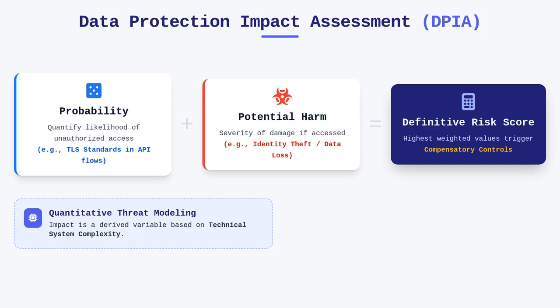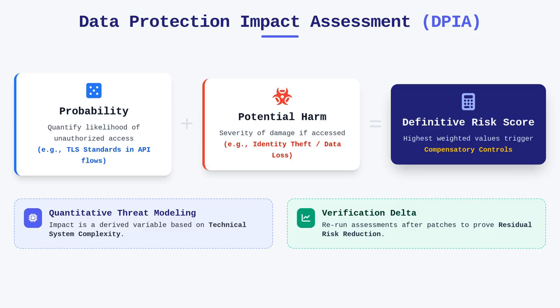You are essentially conducting a form of quantitative threat modeling where the impact is a derived variable based on the technical complexity of the system. This requires that you verify the efficacy of your mitigation strategies by rerunning your assessment after applying security patches or architectural changes. The goal is to establish a delta that demonstrates how your engineering changes have successfully reduced the residual risk to an acceptable tolerance level.